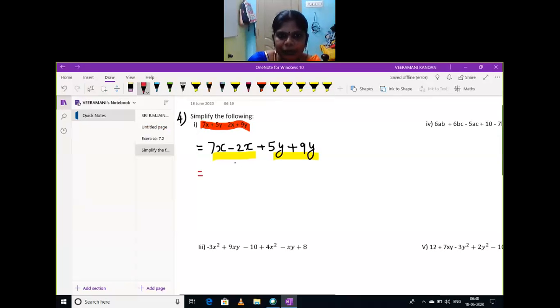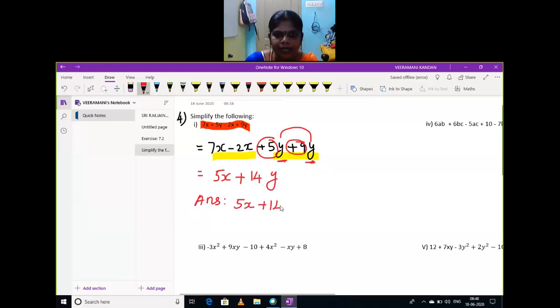x. 7 minus 2 you get 5. So 5x plus, here common variable is y. Okay. So coefficient is plus 5 plus 9. So plus 5 plus 9 you get plus 14y. Okay, here you no need to multiply, just I am showing this, these two are same variable. Okay children. So what is the answer children? 5x plus 14y. Okay.